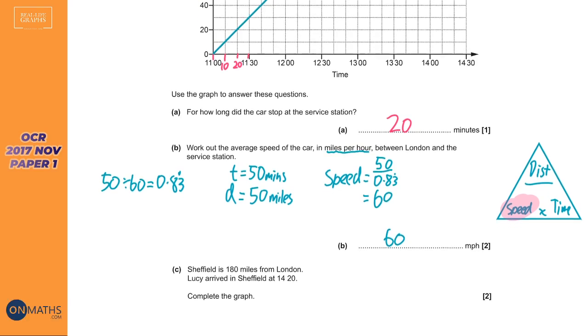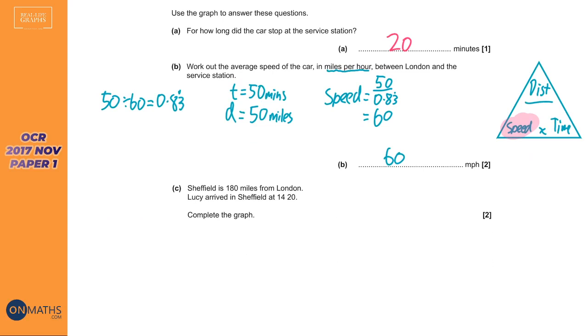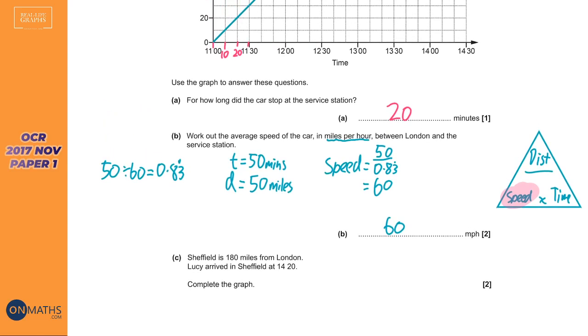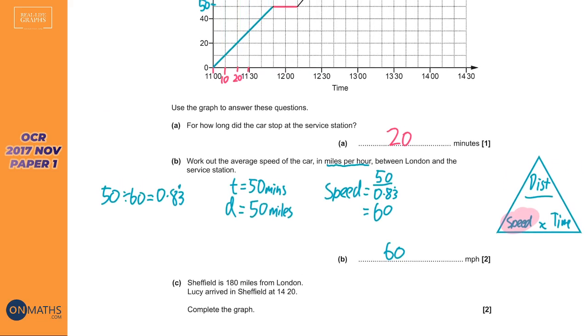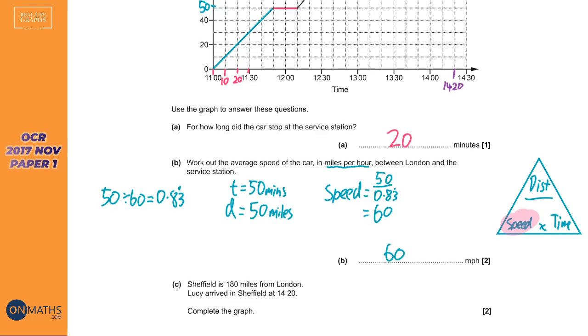And the last part of the question says that Sheffield is 180 miles from London. Lucy arrived at Sheffield at 2:20 or 14:20. Complete the graph. So 14:20. Let's figure out where that is first. So 14:20 is here. And it's 180 miles from London.